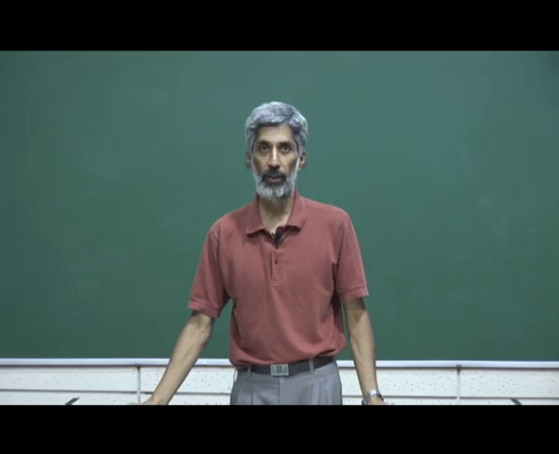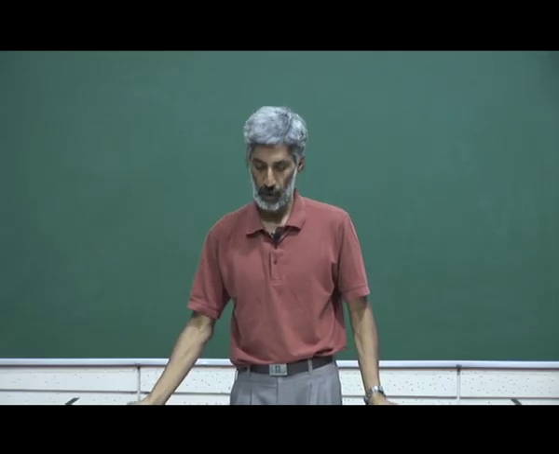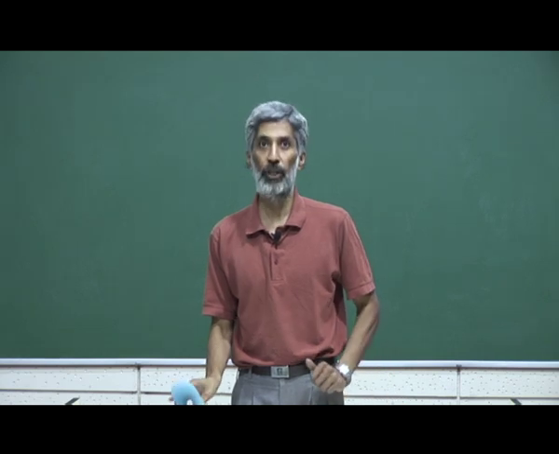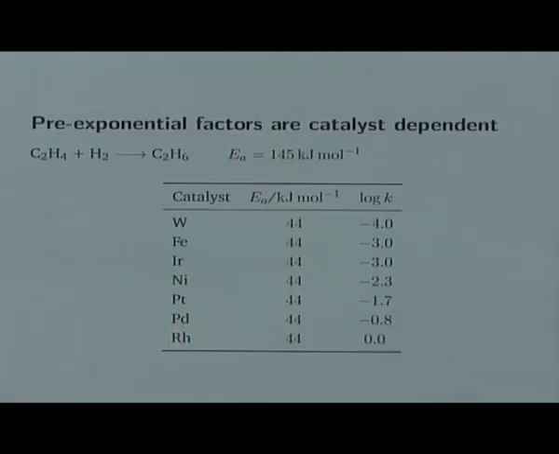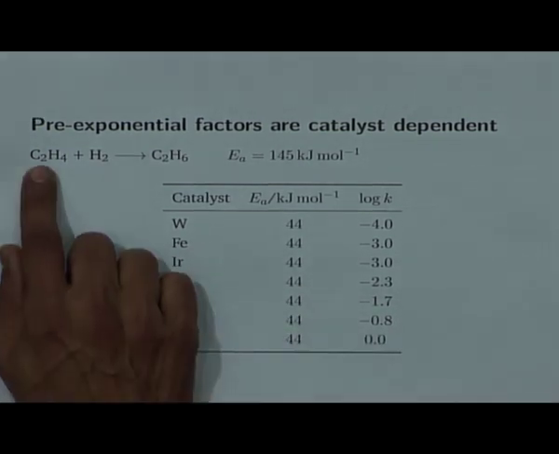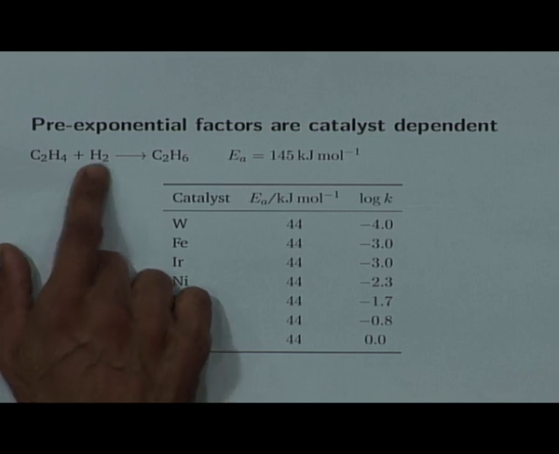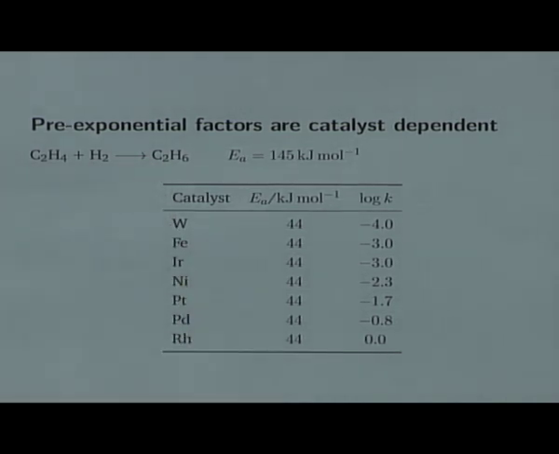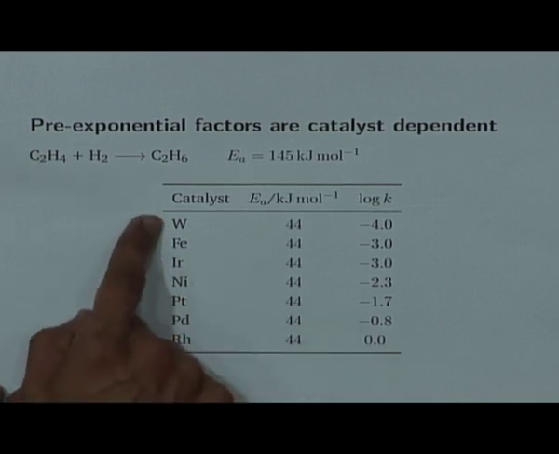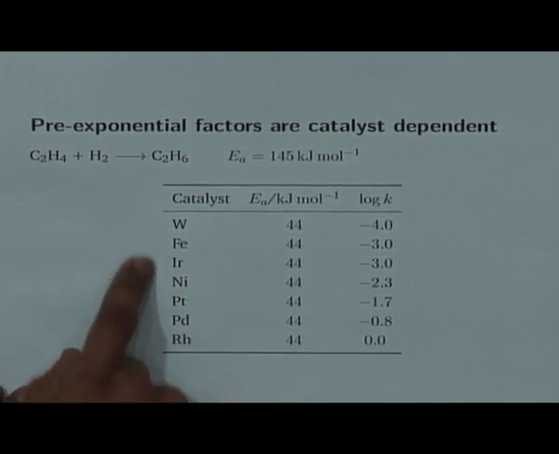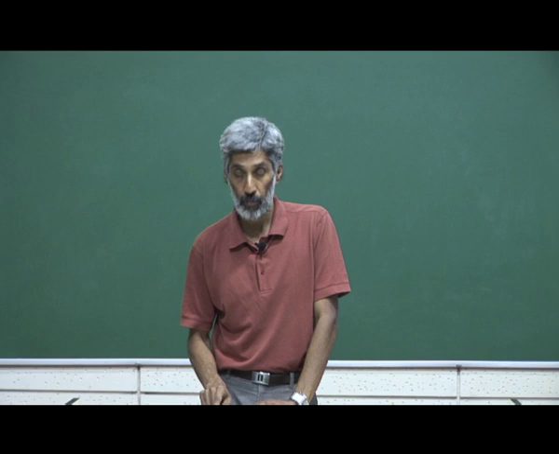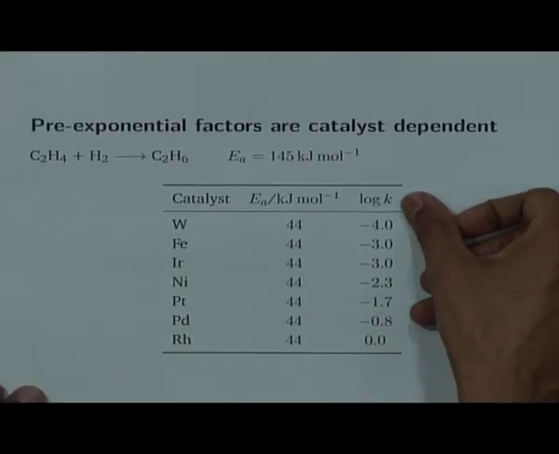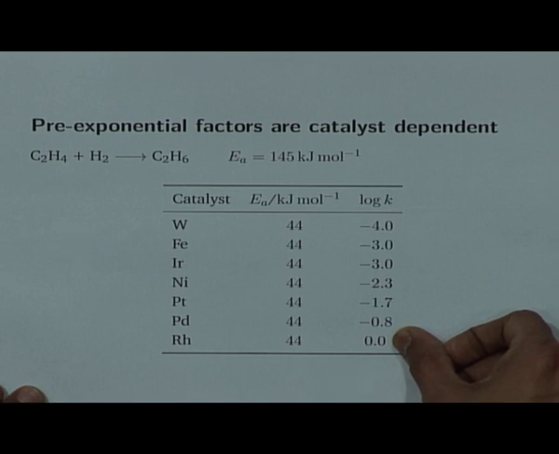Welcome back to our discussion on surface chemistry. This is our fourth meeting, and when we finished last class, we were looking at the pre-exponential factors of catalytically converted ethylene in the presence of hydrogen to ethane, and we showed that for various catalysts, these are all metallic catalysts, the activation energy is the same, but the logarithm of the rate constant is different.